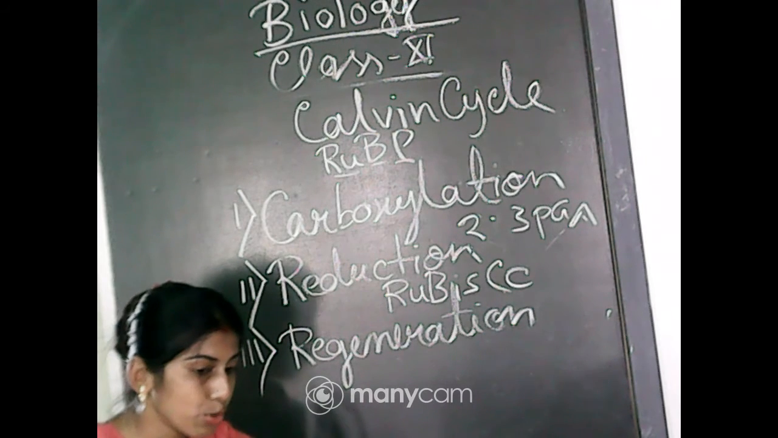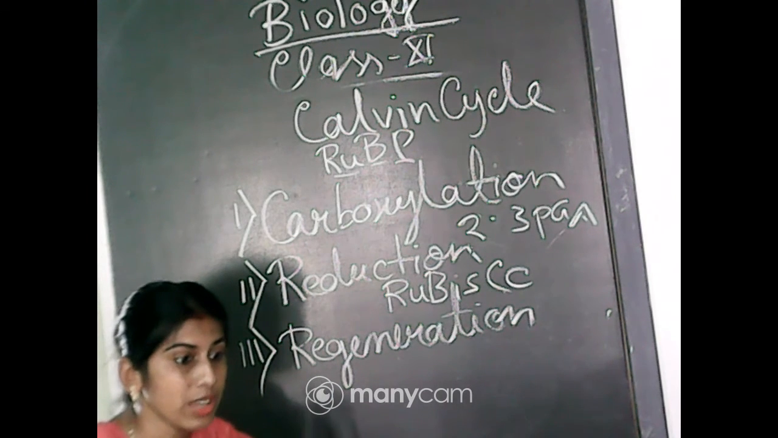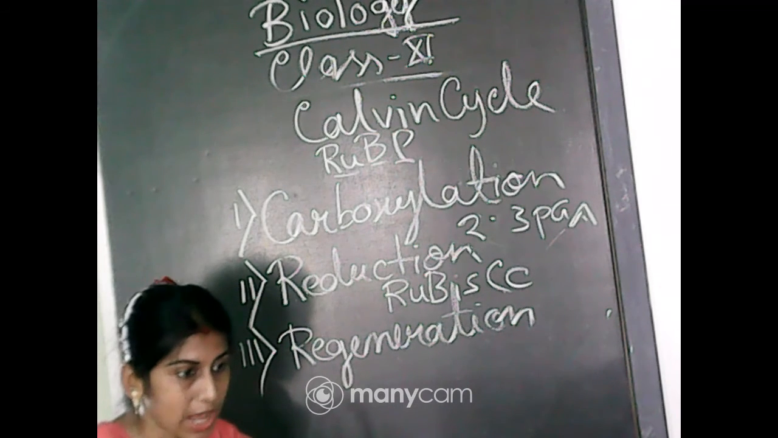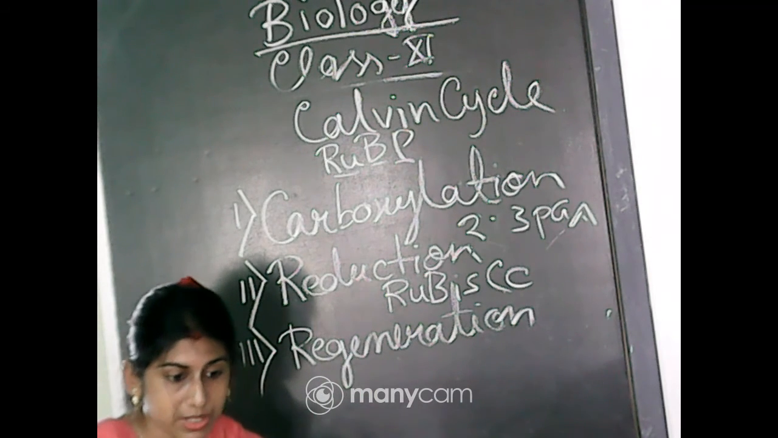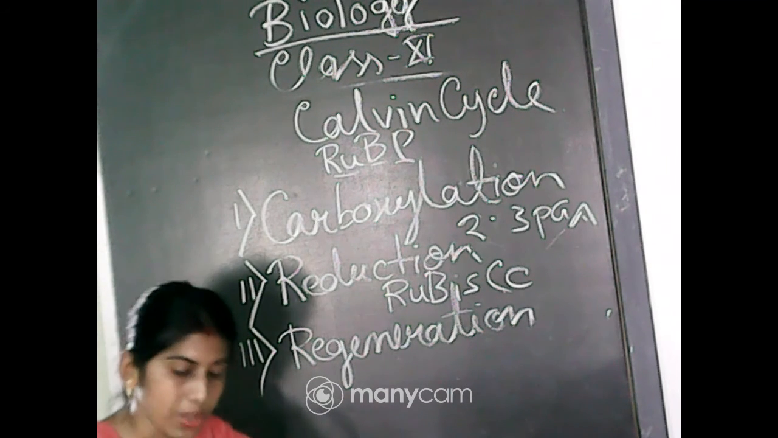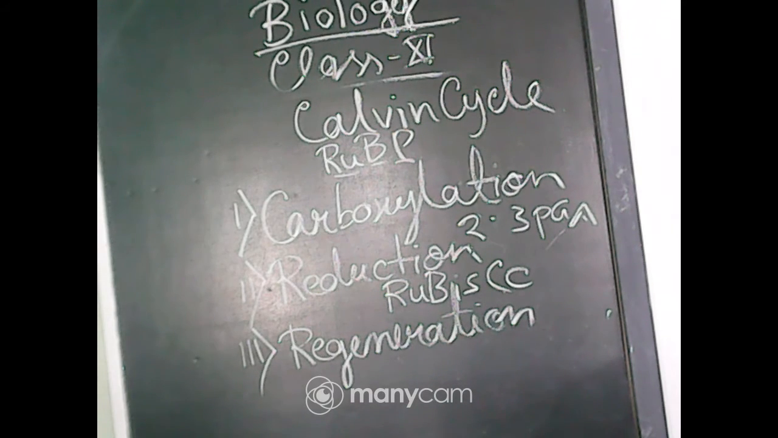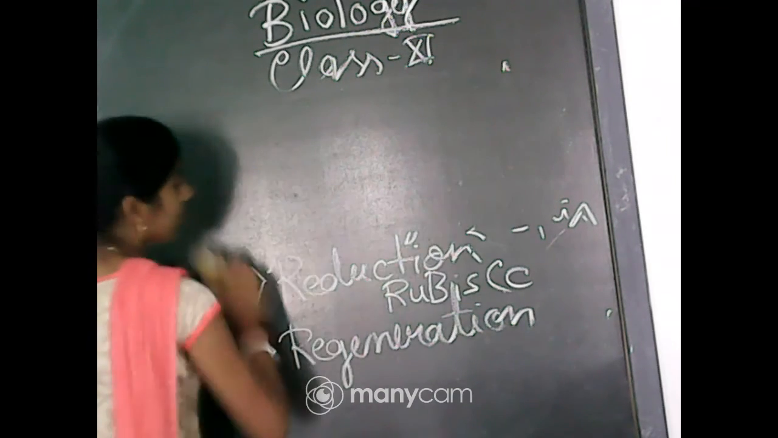In your book, only the overall reaction is in your syllabus, though there are many steps in between. You can see them in any other book if you have one. In your NCERT book, only these main steps are highlighted. As I have told you, this is a cyclical phase, so how these phases are occurring, let me draw this one.